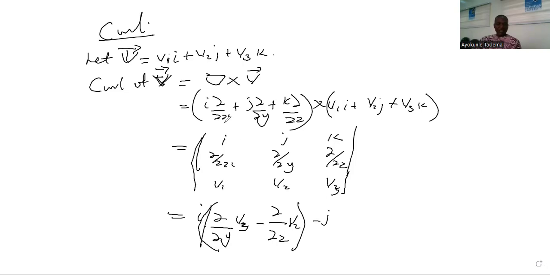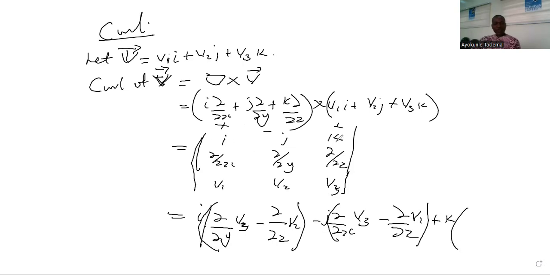Minus j, because in any matrix we have plus, minus, plus. Open brackets, you cover this, meaning this multiplied by this other one, ∂/∂x v3 minus ∂/∂z, this one multiplied by this, v1. The last one, plus k, you cover this, you are left with ∂/∂x v2 minus ∂/∂y v1. And that is the curl of v.